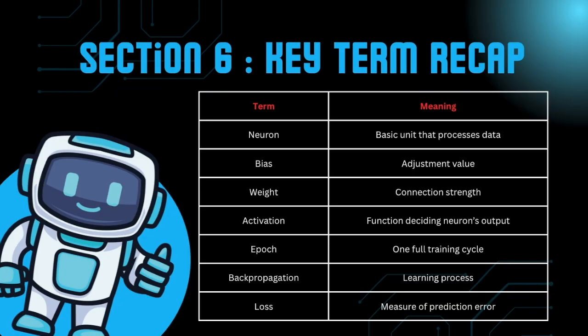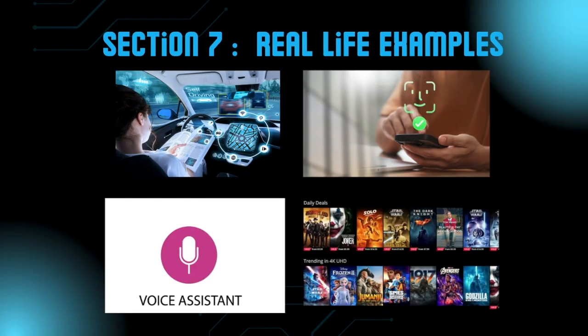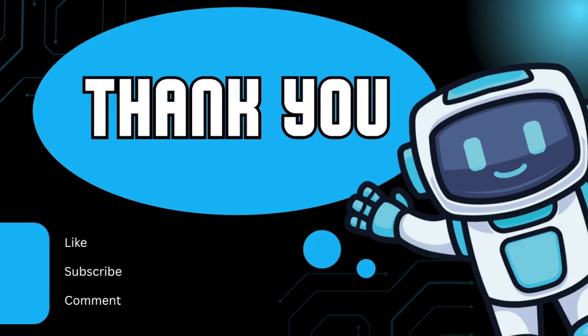And these are all the important terms that we discussed in today's lecture. So, neural networks are used in self-driving cars, face unlock, voice assistants, and movie recommendations. And today, you have built the foundation of all this. Today, you learned what a neural network is, what is deep learning, what is backpropagation, and then you built your own neural network.